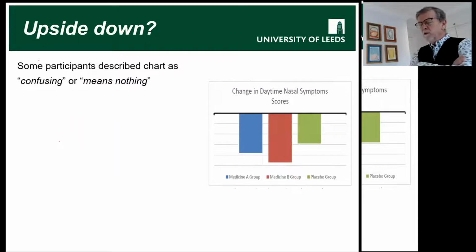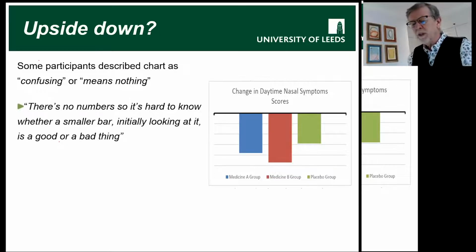Okay, we used a very limited number of graphics in the document. As I've said, people aren't used to graphs and charts that are complicated, and we thought this was a nice simple chart. So change in daytime nasal symptoms, and we've got the three bars that you can see here. But we got bad feedback from the people who tested the information, people describing it as confusing or meaning nothing. Somebody said, there's no number, so it's hard to know whether a smaller bar, initially looking at it, is a good or a bad thing.